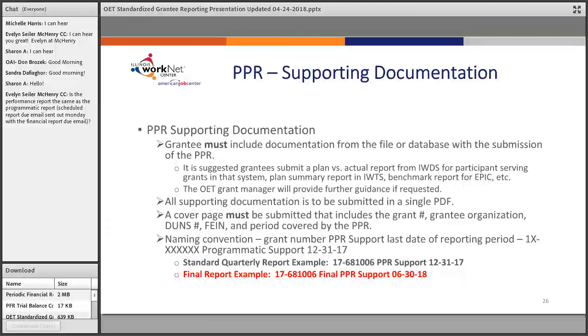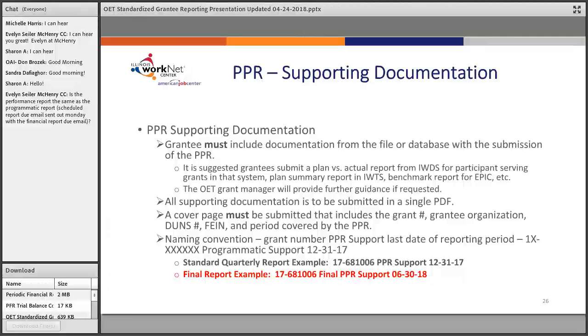All reports have a naming convention. When you submit your reports, you're going to end up submitting 4 reports by the time this is done. You're going to submit a PPR report, a PPR supporting documentation report, a PFR report, and a PFR supporting documentation report, or trial balance.